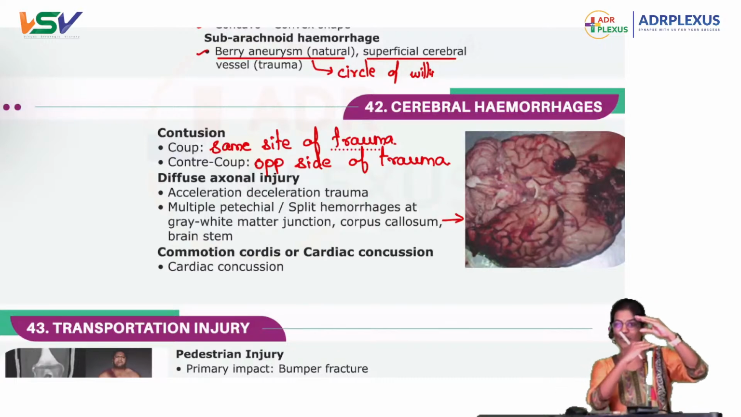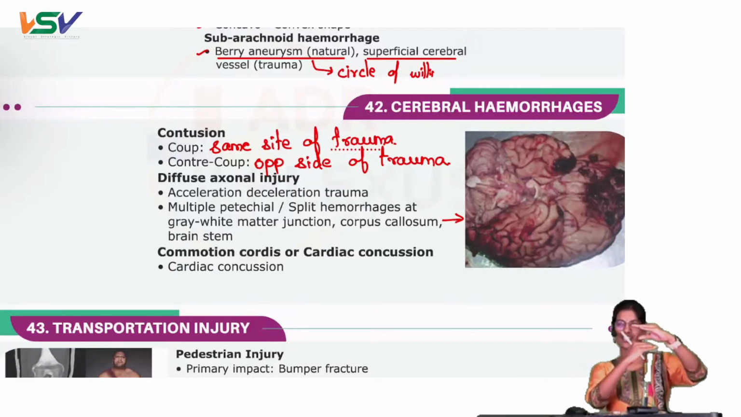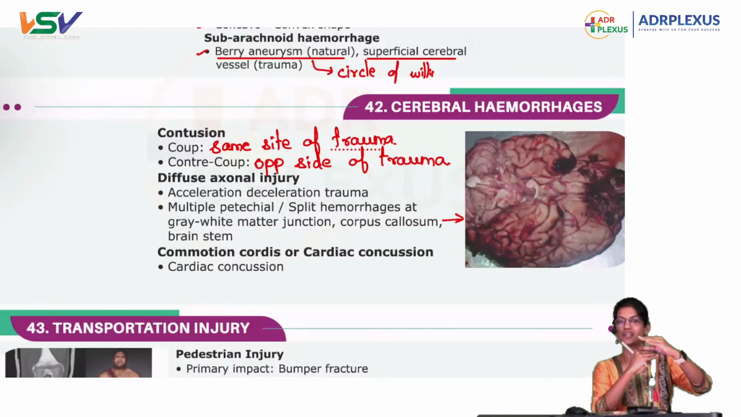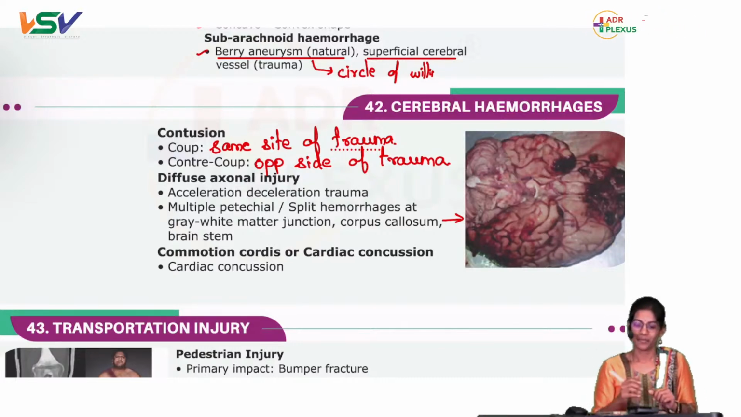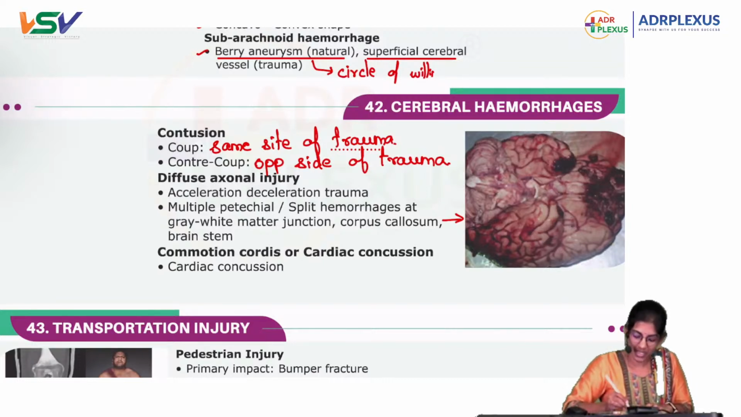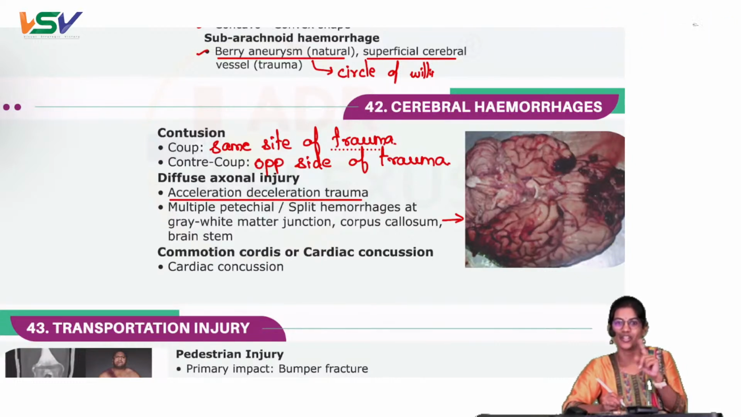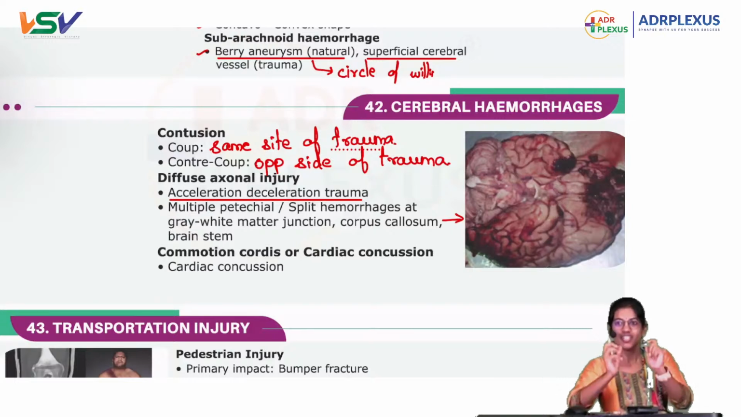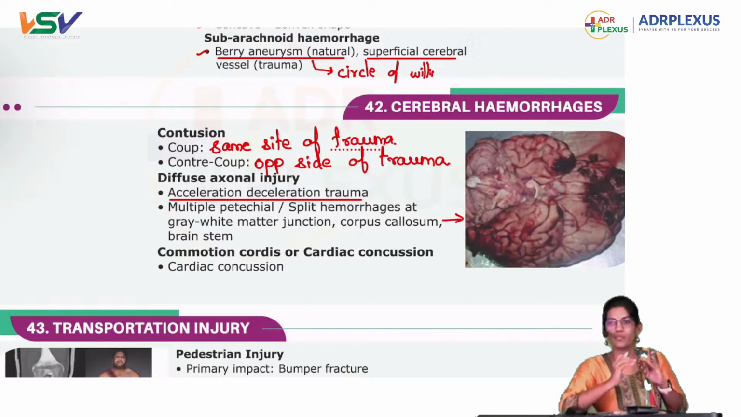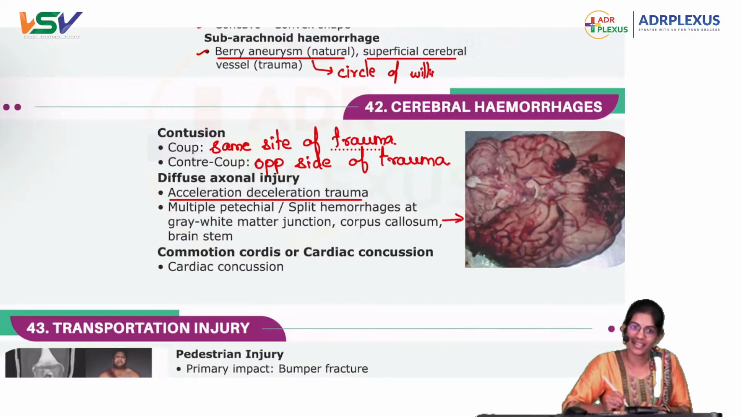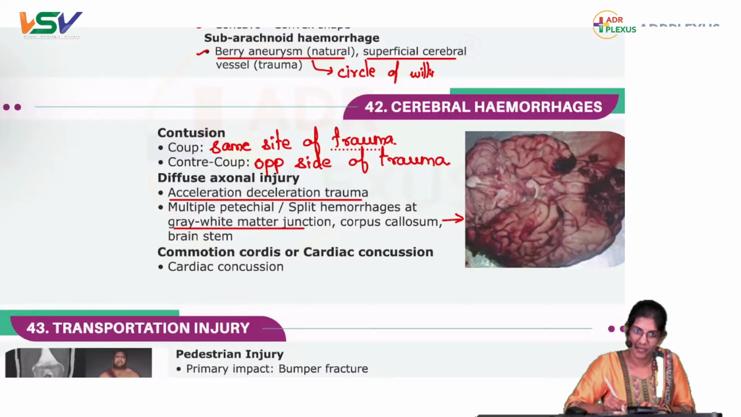Diffuse axonal injury. You have gray matter, you have white matter. Both are moving in acceleration, deceleration trauma. At their junction, because of the difference in their density, the axons will move at different phase, and there the rupture will happen. So that is diffuse axonal injury due to acceleration, deceleration trauma. This again, as Dr. Arul pointed out, is seen in shaken baby injury. So shaken baby injury will have a subdural hemorrhage and diffuse axonal injury also, along with brain edema. Then multiple petechiae are seen at the gray white matter junction.